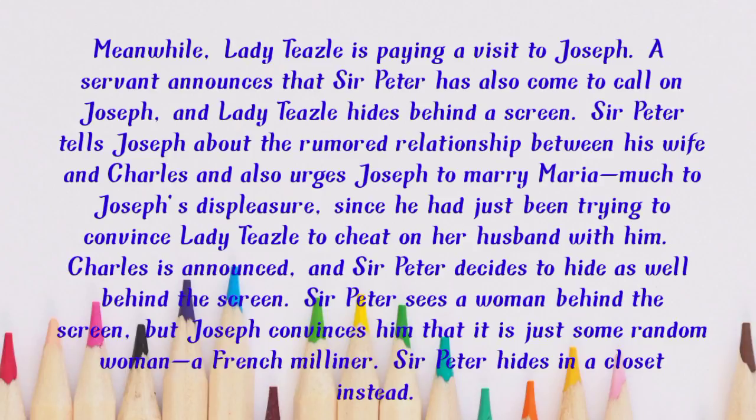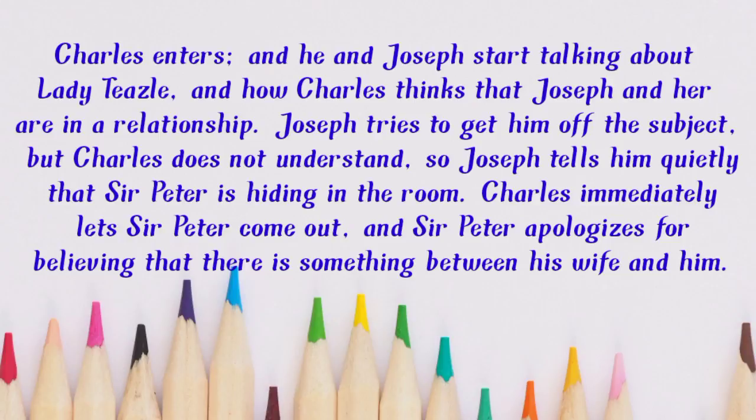Charles is announced, and Sir Peter decides to hide as well, behind the screen. Sir Peter sees a woman behind the screen, but Joseph convinces him that it is just some random woman, a French millionaire. Sir Peter hides in the closet instead. Charles enters, and he and Joseph start talking about Lady Teazle and how Charles thinks Joseph and she are in a relationship. Joseph tries to get him off the subject, but Charles does not understand, so Joseph tells him quickly that Sir Peter is hiding in the room.